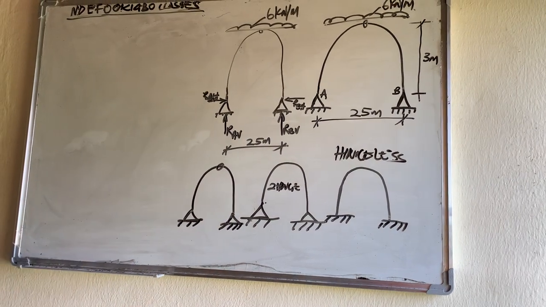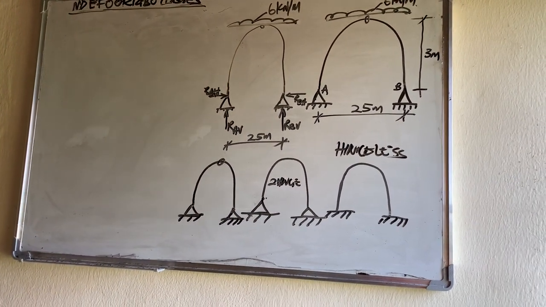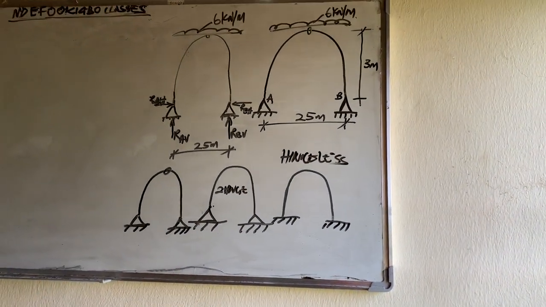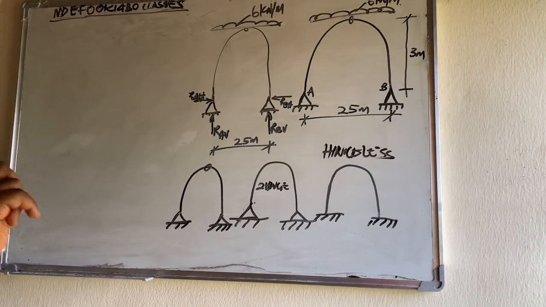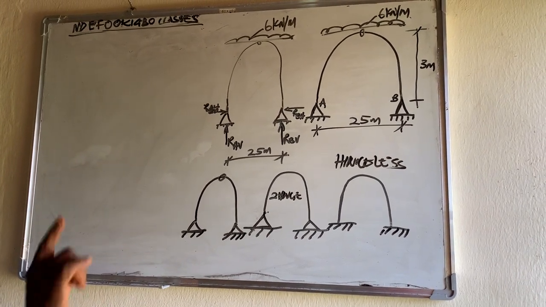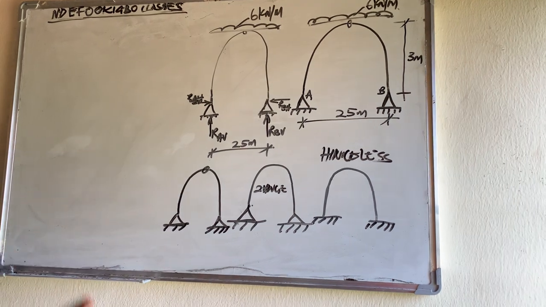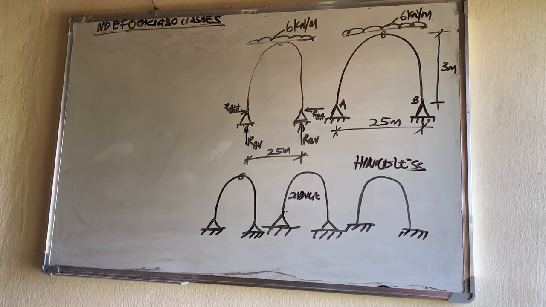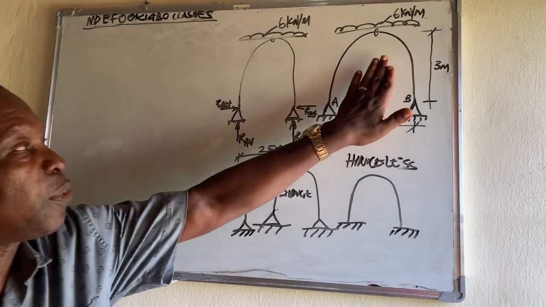That's what we're going to deal with now, since we're dealing with determinate systems. Three hinge arches are determinate. We're going to deal with them. Two hinge arches are indeterminate to 1 degree. We're going to deal with them later. Three hinge arches are indeterminate to 3 degrees. We're going to deal with them later. So now we're dealing with three hinge arches. Look at the three hinge arch on the board.